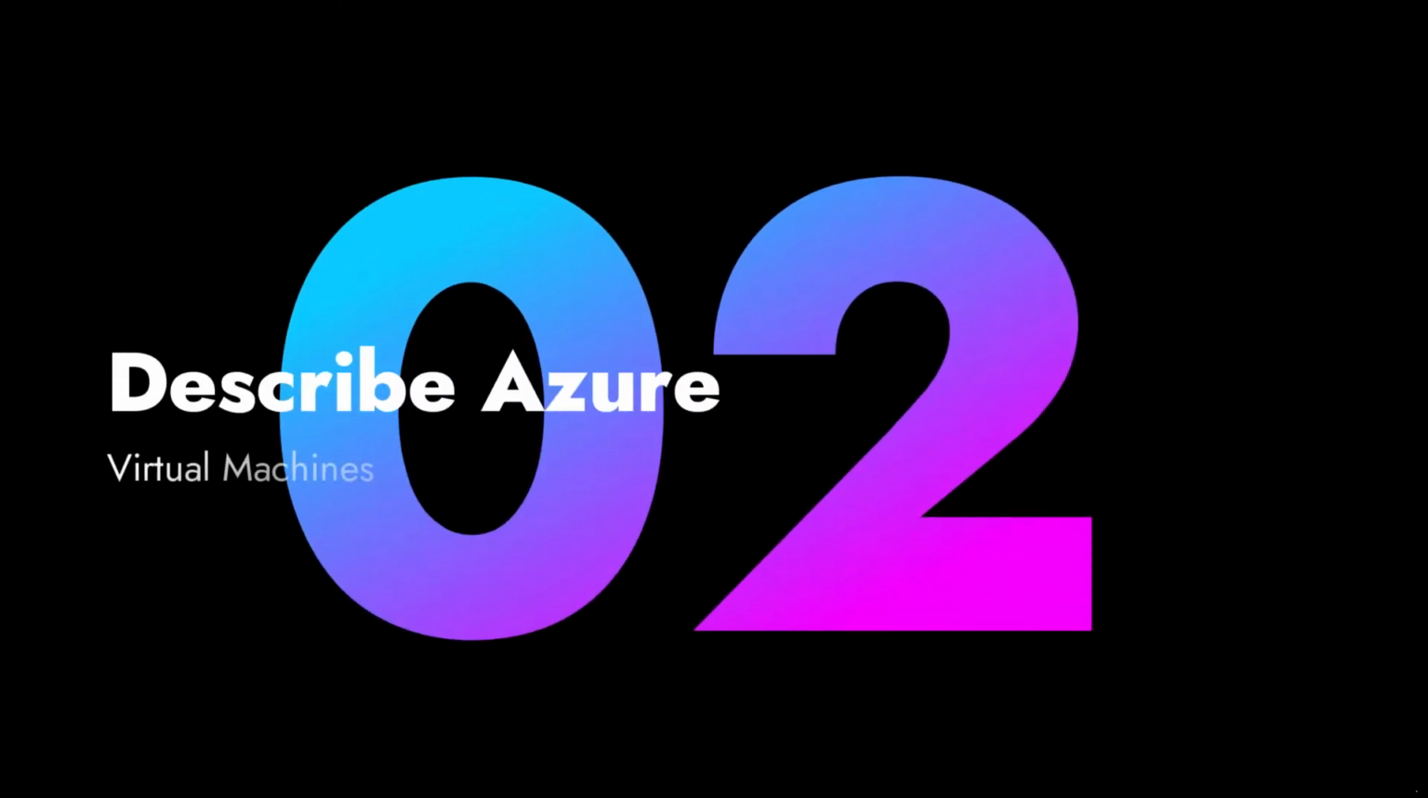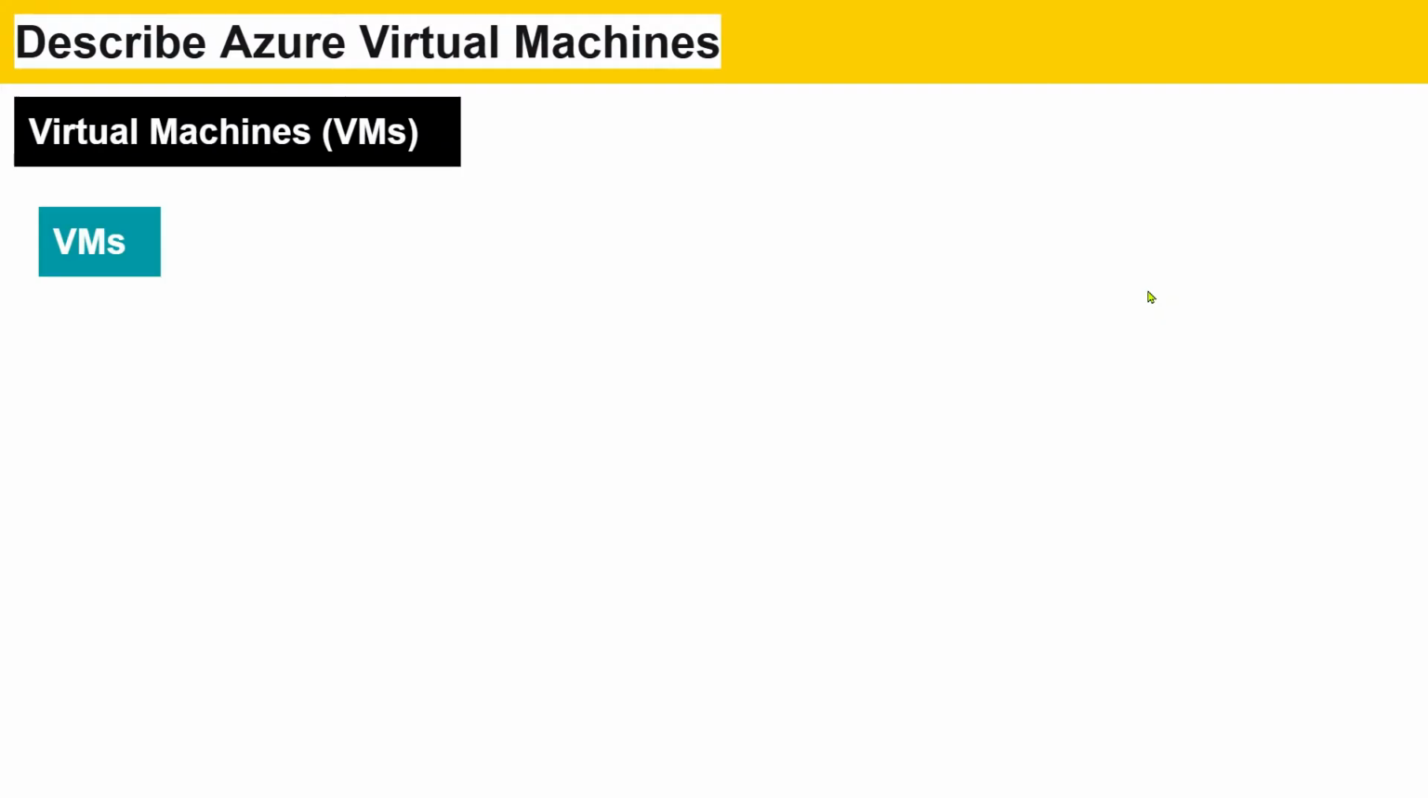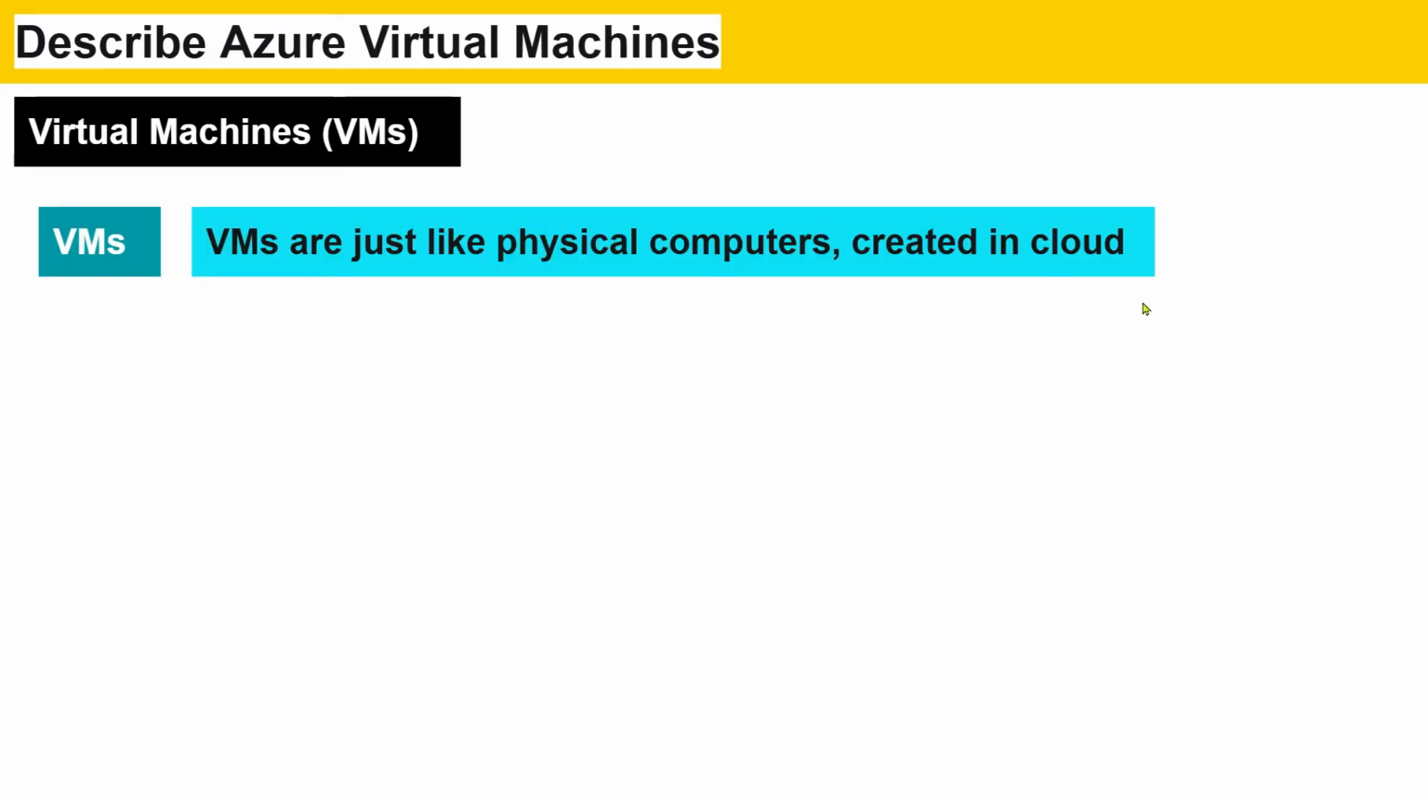In the topic, describe Azure Virtual Machines, let's look at some key important points. Now, virtual machines, generally called VMs. VMs are just like physical computers created in cloud. More like your laptop, more like your desktop, which is there in the cloud. When it's a cloud, the physical machines are there somewhere and you are trying to access it through the internet.